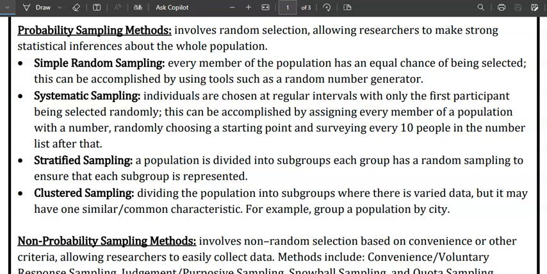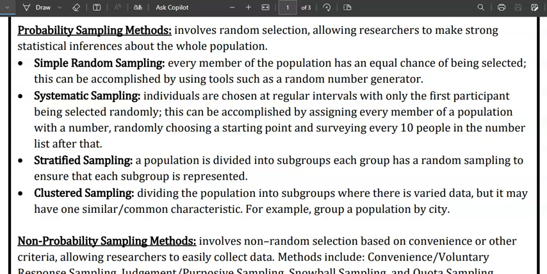Probability sampling methods involve random selection, allowing researchers to make strong statistical inferences about the whole population. These sampling methods usually are harder to do, but also minimize the biases. Simple random sampling: every member of the population has an equal chance of being selected. This can be accomplished by using tools such as a random number generator.